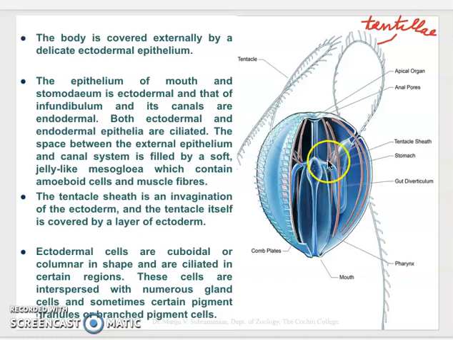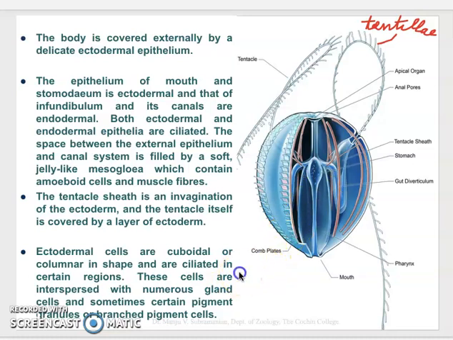And you can see there are certain canals arising. These canals are endodermal in origin, and both the ectodermal and the endodermal epithelia are ciliated. The space between the external epithelium and the canal system is filled with soft jelly-like mesoglea, which contains amoeboid cells and the muscle fibers.